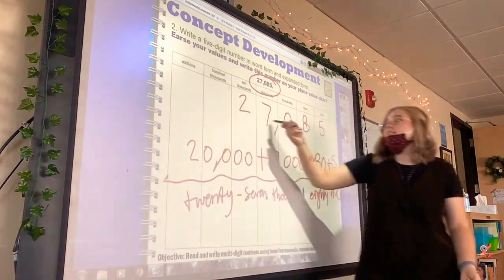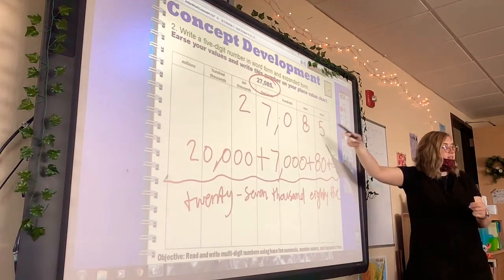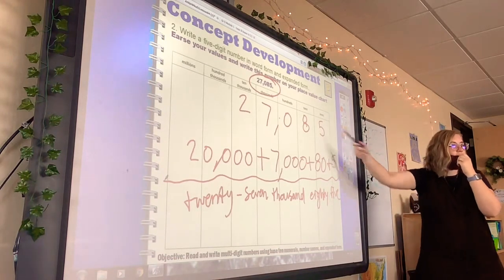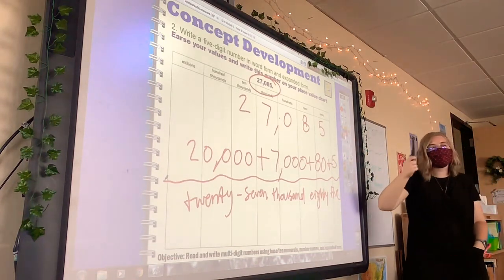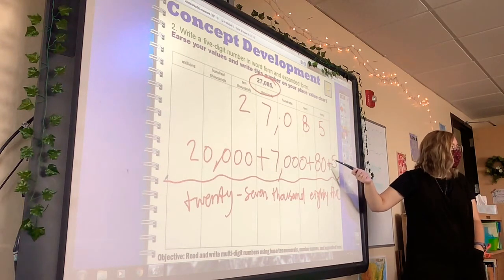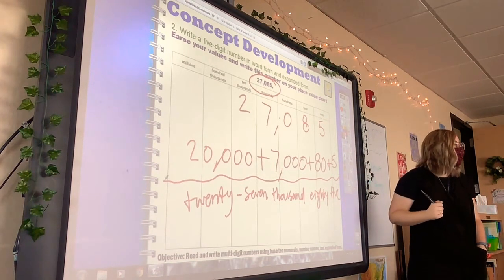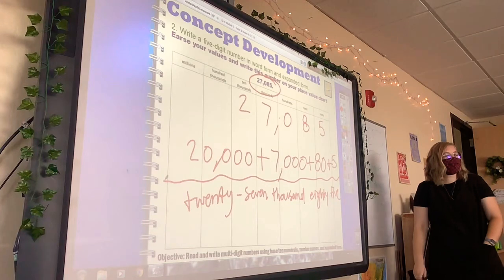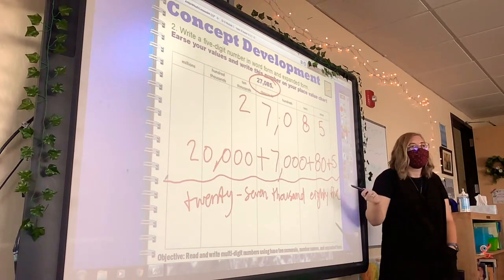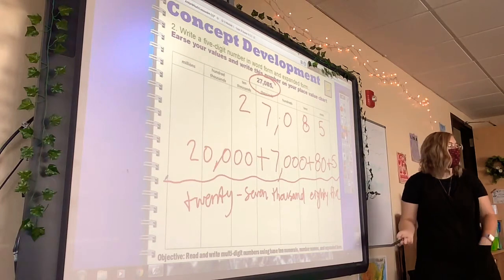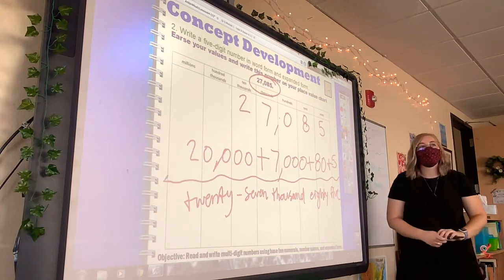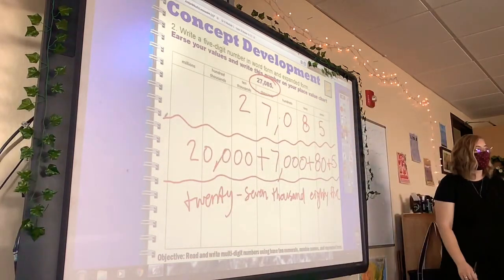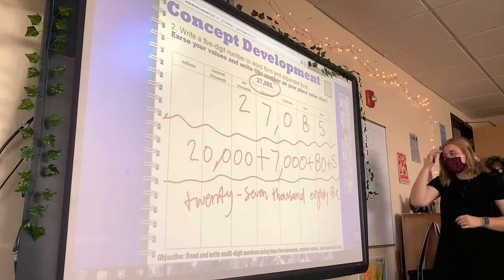So this up here is called standard form. Everybody point to this and say standard form. Standard form. Good. Everyone point to this and say expanded form. Expanded form. Good. Now point to this one and say word form. Word form. Okay? Questions about these 3 different forms? No questions. Okay. All right. Great.